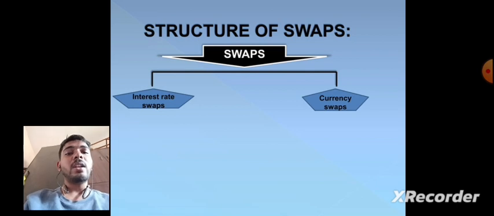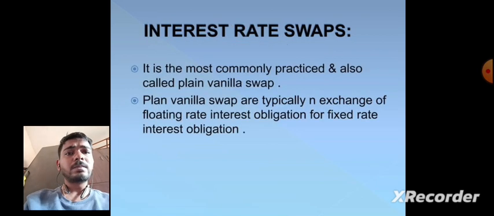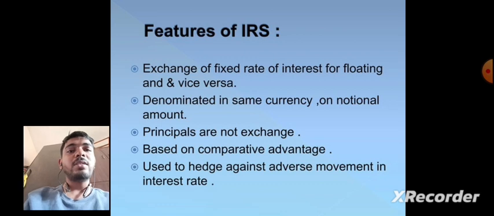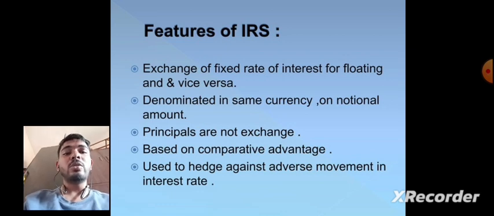Structure of swaps: interest rate swaps and currency swaps. Interest rate swaps are the most commonly practiced and are also called plain vanilla swaps. Plain vanilla swaps are typically an exchange of a floating rate interest obligation for a fixed rate interest obligation. Exchange of fixed rate of interest for floating and vice versa. Denominated in the same currency and notional amount. Principal is not exchanged. Based on comparative advantage, used to hedge against adverse movement in interest rates.